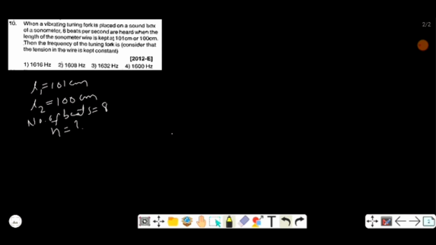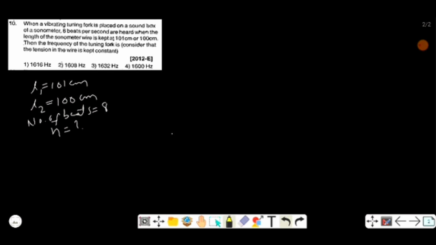When a vibrating tuning fork is placed in a sound box of a sonometer, 8 beats per second are heard when the length of the sonometer wire is kept at 101 centimeter or 100 centimeter. That is L1 is equal to 101 centimeter, L2 is 100 centimeter. Then the frequency of the tuning fork is, so N is equal to how much? The tension in the wire is constant. T is equal to constant.